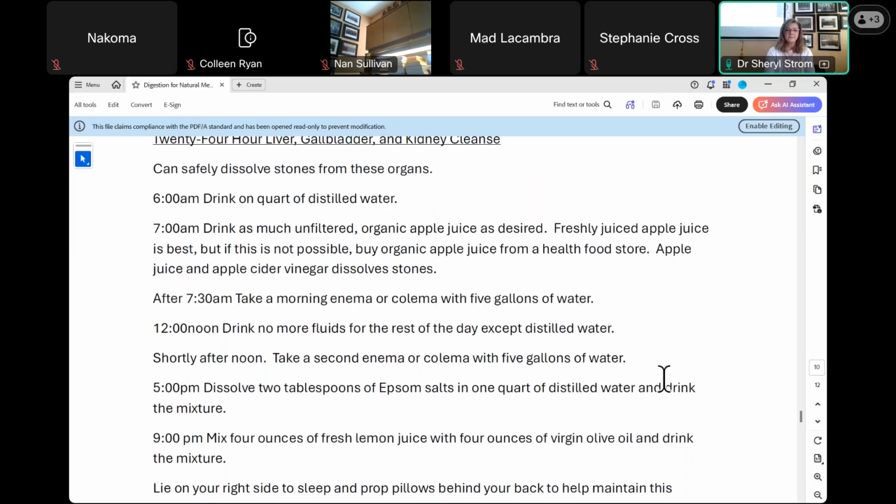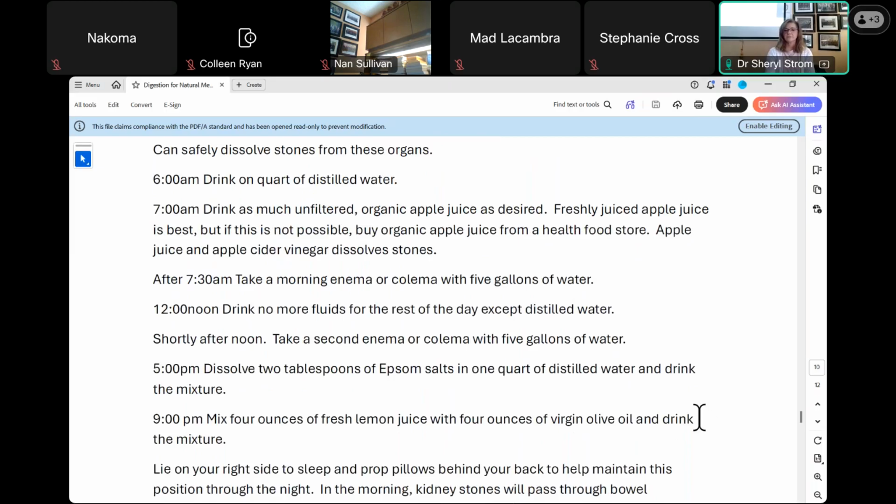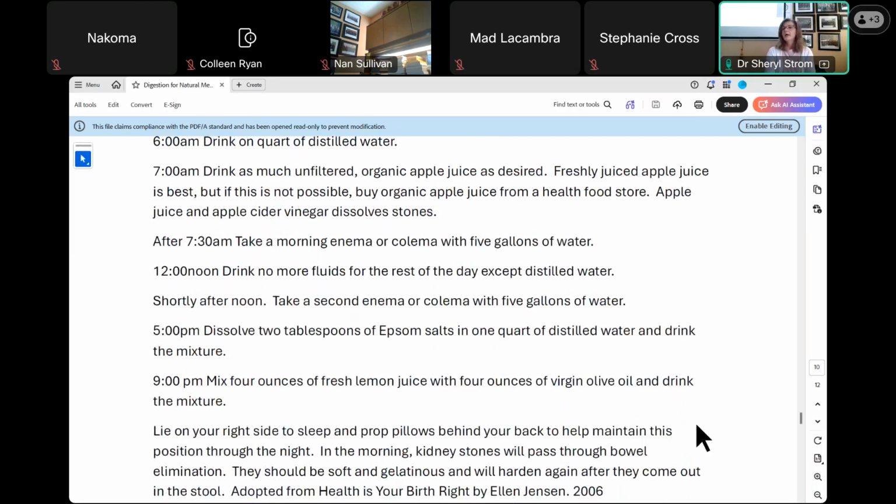And then by 5 p.m., dissolve 2 tablespoons of Epsom salts in 1 quart of distilled water and drink the mixture. By 9 p.m., and I'm going to tell you, when you're doing this, you're not really going to get hungry. It's that thinking process, right? People, I have to eat. Oh my gosh, it's time. Your body knows if it needs to eat or not. 9 p.m., mix 4 ounces of fresh lemon juice with 4 ounces of virgin olive oil and drink the mixture. This is the biggest part, besides the enemas, about helping to move those stones.